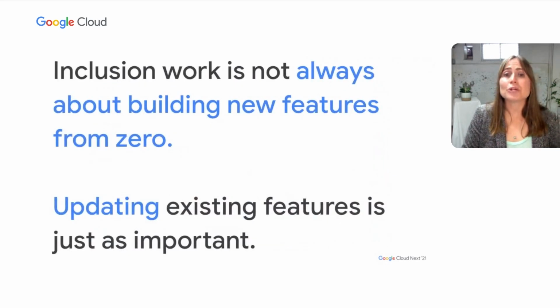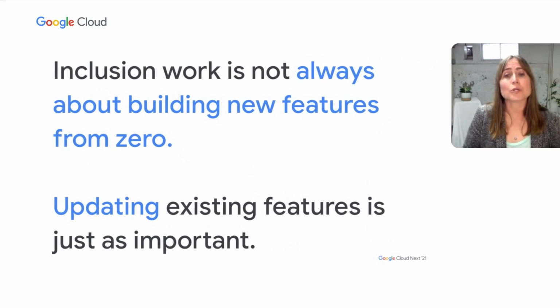But inclusion work is not always about building new features. It can also be about updating existing features. This is why it's important to advocate for inclusion and equity along all parts of the product lifecycle. When we started looking at our current features, we were able to see opportunities to bring inclusion to what exists.